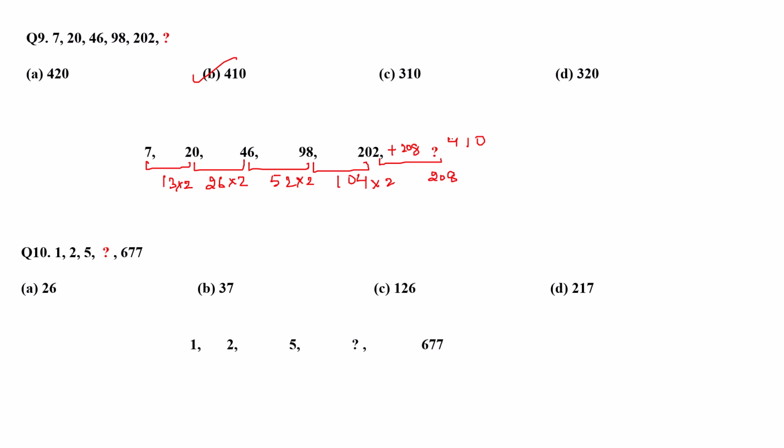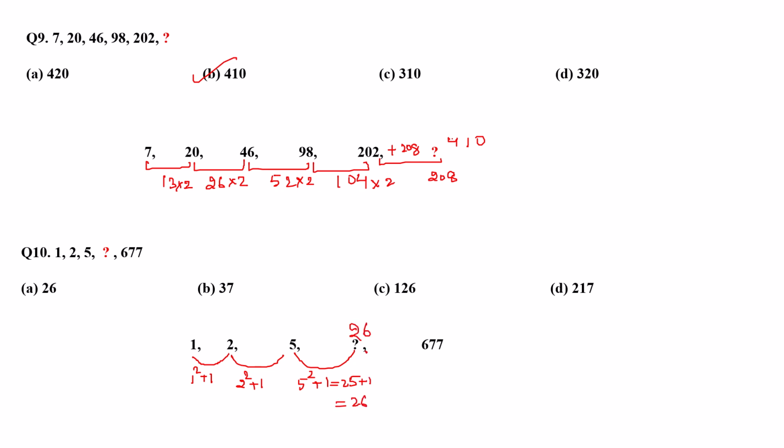Here also you have to fill the series. So the numbers are 1, 2, 5 and the missing number, and then 677. Now you see 1 and 2. Okay. 1 and 2, if you see, can I write it as 1 square plus 1? Isn't it? 1 square is 1, 1 plus 1, 2. Same way 5 can be written as 2 square plus 1, right? 2 square is 4, 4 plus 1, 5. It means the next number should be 5 square plus 1. 5 square is 25, 25 plus 1 is 26. So here you have to fill 26.